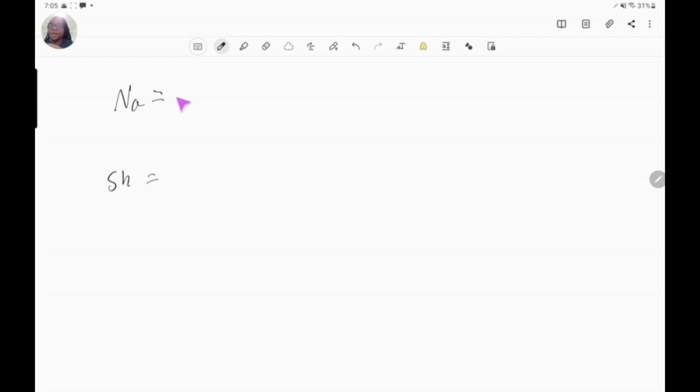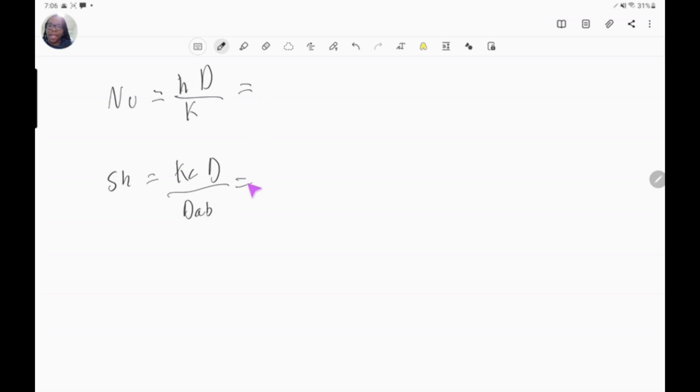So our Nusselt number in U is going to be equal to our heat transfer coefficient times our distance, all over our thermal diffusivity, which is K. And then our Sherwood number is going to be equal to our mass transfer coefficient, which is Kc, times our distance, all over our mass diffusivity.